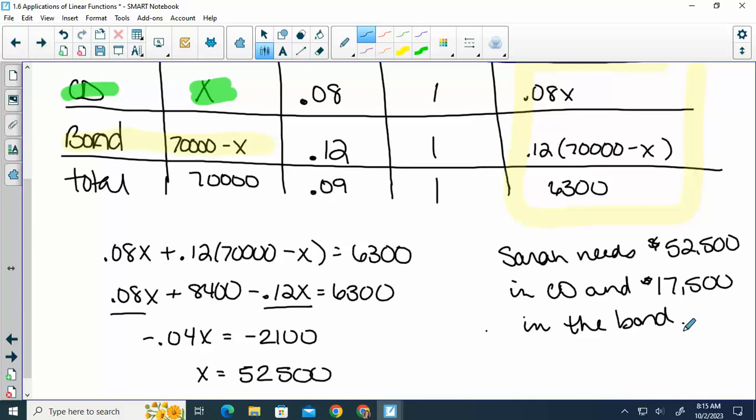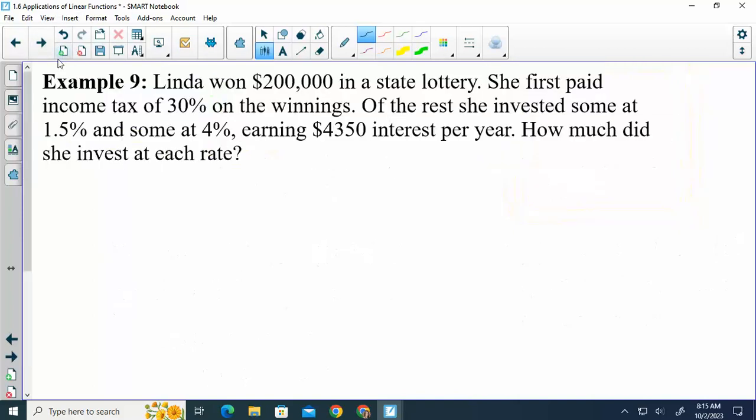So different formula across the top, but otherwise it's pretty well the same type of setup as we were using on our other problems. All right. Let's take a look at this.